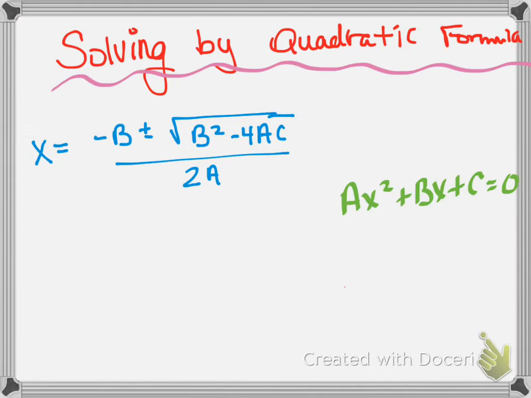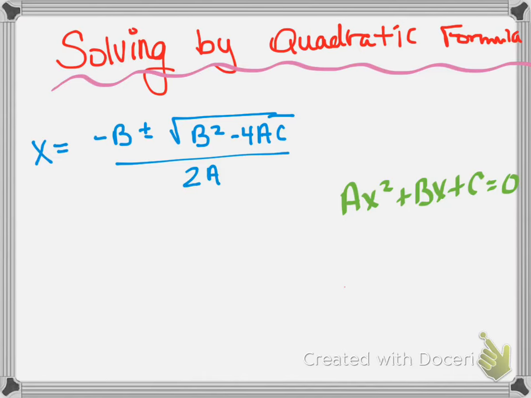So the formula is the opposite of b. Okay, I know that that's a negative b, but it really means the opposite of b, plus or minus the square root of b squared minus 4ac, and that entire thing is all over 2a. So you'll notice a's, b's, and c's. A is always whatever's in front of x squared. The b is whatever number's in front of x. And c is always referred to as your constant, the number alone.